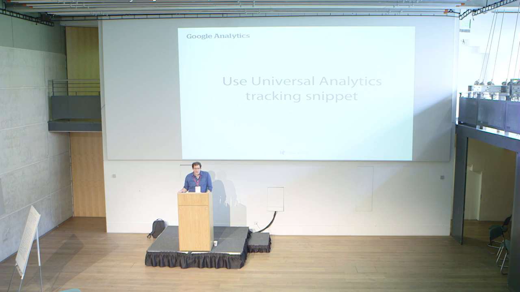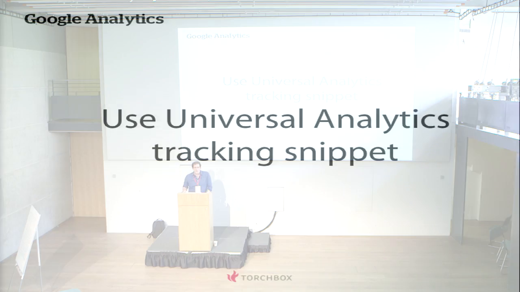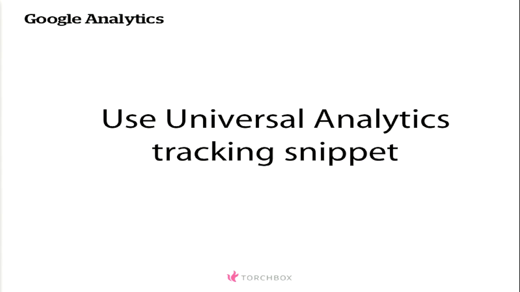Use the Universal Analytics tracking snippet. This is the latest version of Google Analytics. It's better because it gives you richer reports. There are some features that are only available in Universal Analytics, but it is also much better at cross-domain tracking, so it does the subdomain tracking by default. So you should be using Universal Analytics by now.